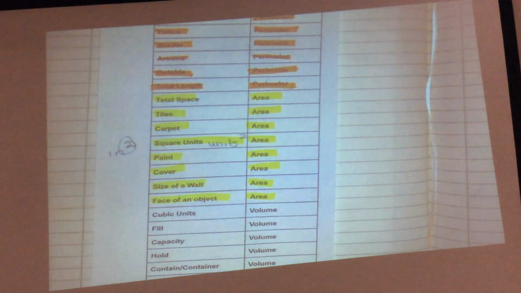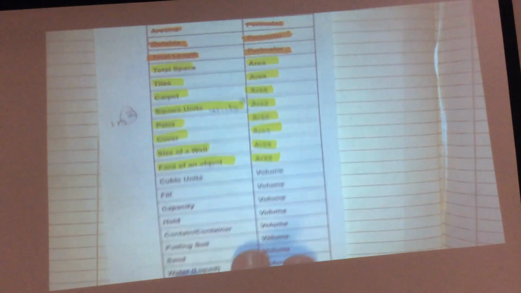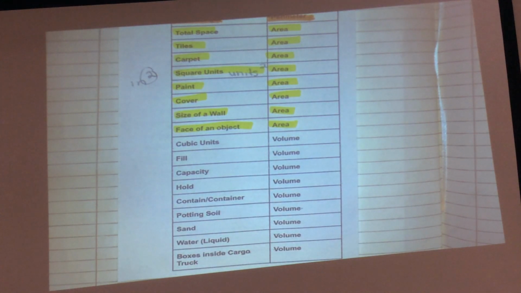Okay, now we're going to get to some words that may be new, because volume is new this year. So, cubic units. Everyone right now turn to your reference chart. Your star reference chart. No, it's the one we just glued in.